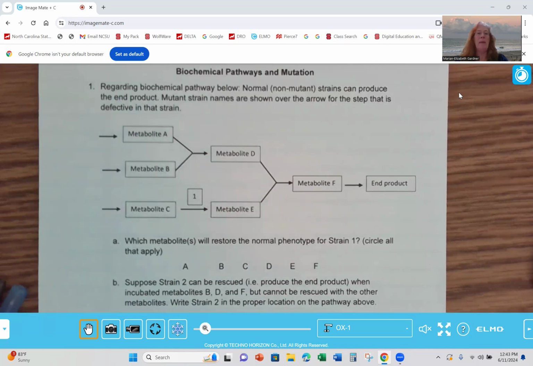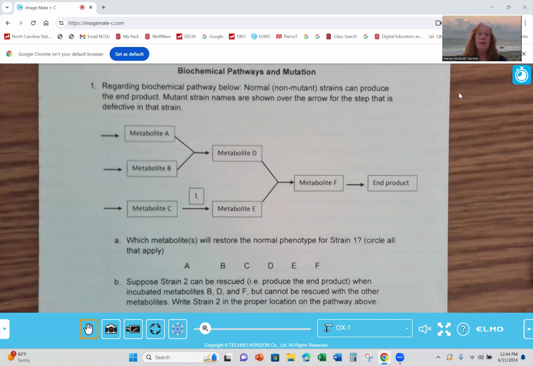Today we'll be talking about biochemical pathways and mutation. Let's start with a biochemical pathway problem. Now, in your lecture, we did write biochemical pathways based on the data. However, today we're going to analyze a pathway looking at what would restore particular mutants to the wild-type form.